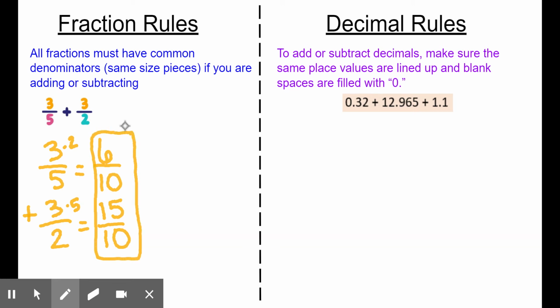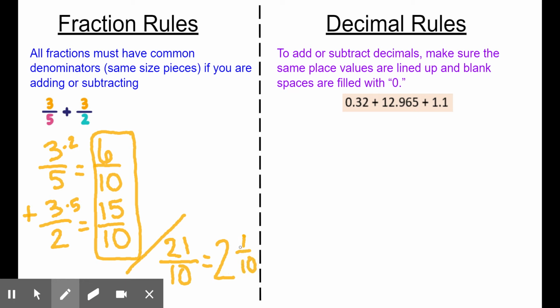Now that they are the same size, guess what? I can definitely put them together. 6/10 plus another 15 tenths would be how many tenths altogether? If you are thinking 21 pieces, you are right. It'd be a lot. And I can rewrite this into a mixed number if I wanted to. 21 pieces of size tenths would be the same as 2 wholes and an extra 1/10 piece.